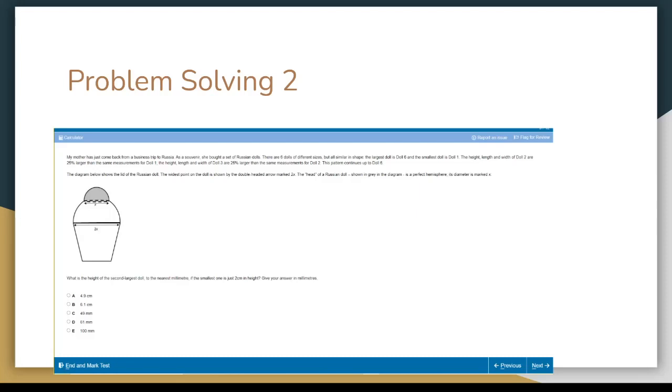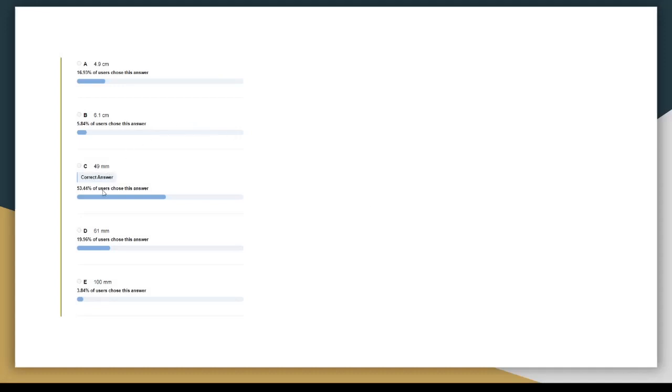But if you have already got an answer, you should end up with 4.88 something centimeters, and the question wants it to the nearest millimeter, so the answer is C, 49 millimeters. As you can see here, some people have gone for this, but they didn't realize that it wanted it in millimeters.